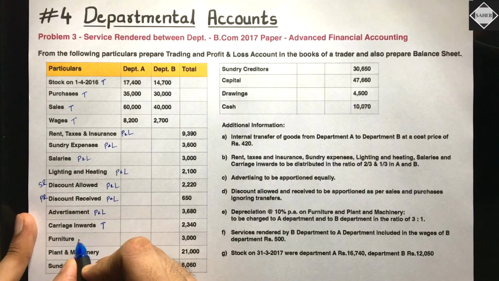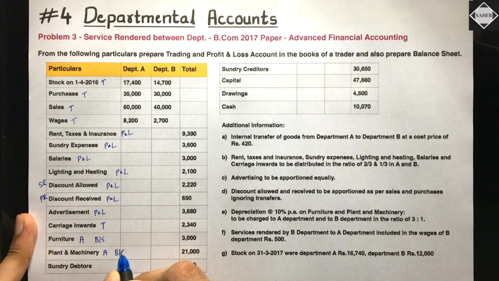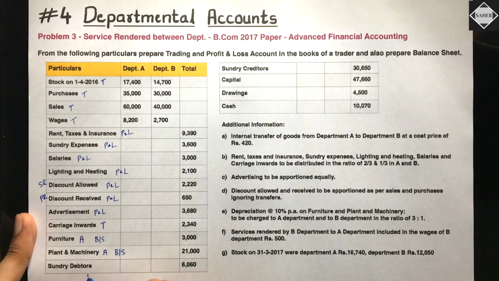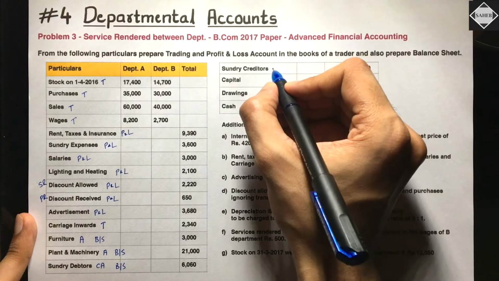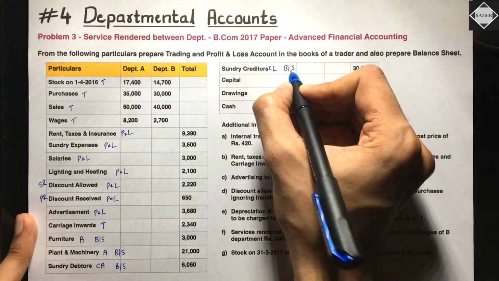Then we have furniture, which is a non-current asset, isn't it? So it will go in the balance sheet. Then we have plant and machinery, the same case, non-current asset, will go in the balance sheet. Sundry debtors is a current asset, it will go in the balance sheet. Then you have sundry creditors. This is a liability, current liability. It will go in the balance sheet.